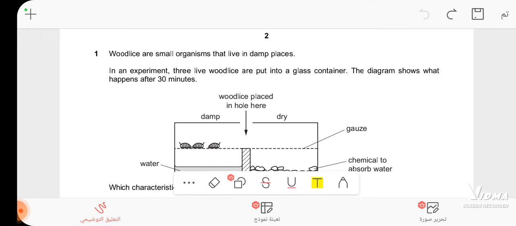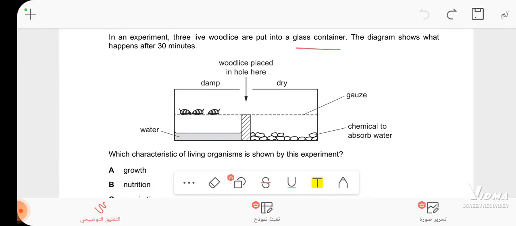Firstly, let's talk about the first question. The first question says, wood lice are small organisms that live in damp places. In an experiment, 3 live wood lice are put into a glass container. So we take this organism and put it in a glass container. The diagram shows what happened after 30 minutes. What happened after 30 minutes?